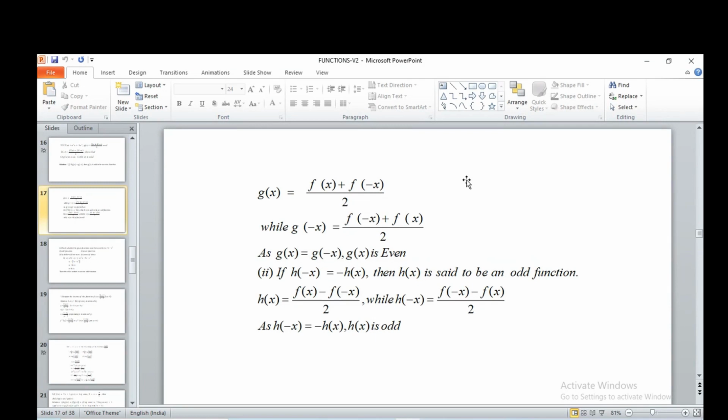Then if h of minus x is equal to minus h of x, then h of x is said to be an odd function. Here also we are following the same procedure, but see the answer. While I'm putting minus x here, we get f of minus x minus f of x. So the function is the negative of that function, that is minus of h of x. We are getting the solution as minus of h of x. Therefore, it is called an odd function.